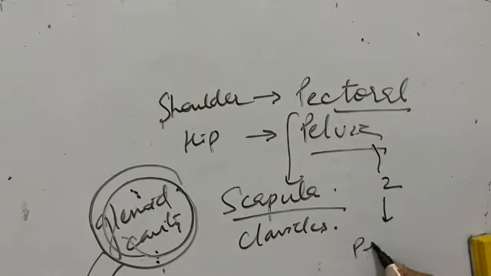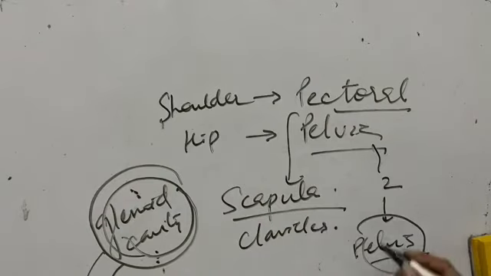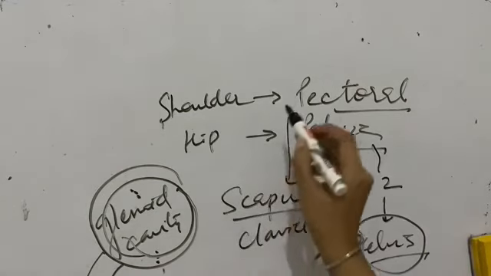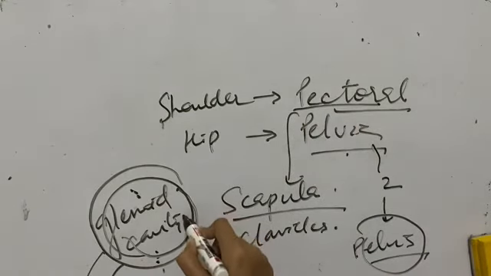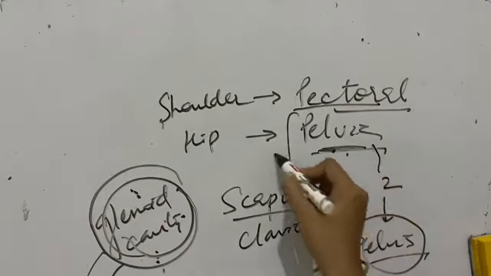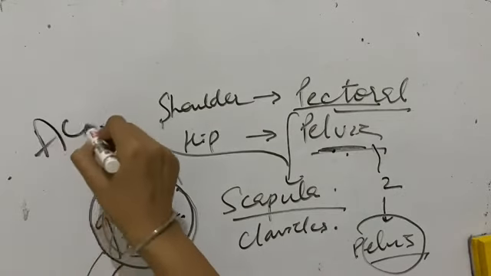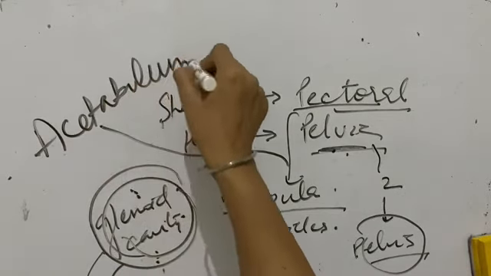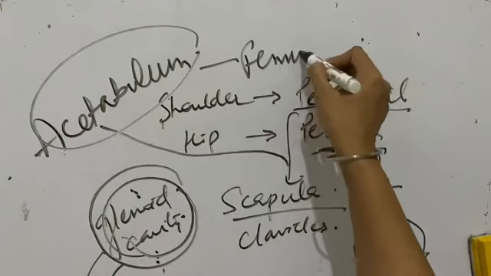Talking about the pelvic girdle, it is made up of two hip bones known as pelvis. Each pelvis is further made up of three bones, which are ilium, ischium and pubis. And then there is another cavity present in the pelvic region as well, which is known as acetabulum. The cavity present in the pectoral girdle is the glenoid cavity, in which the humerus is attached, and the cavity present in the pelvic girdle is known as acetabulum, in which the femur, the thigh bone, is attached.